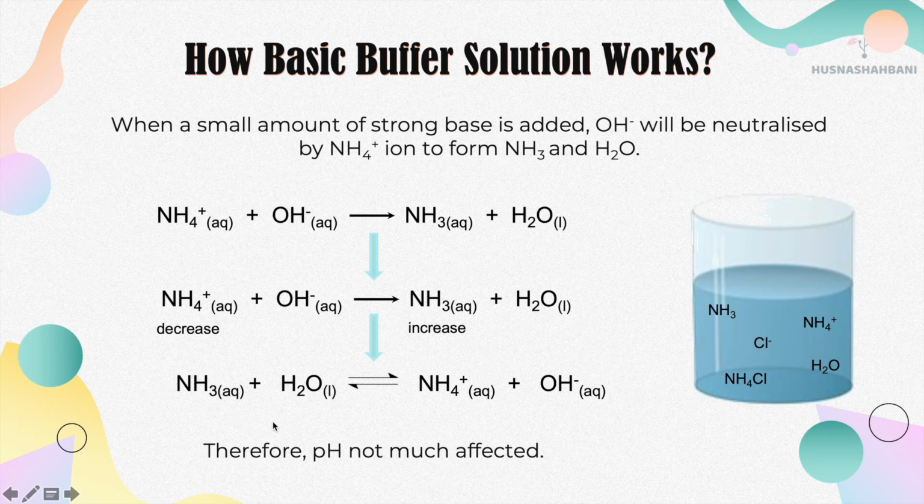This will make the pH not much affected, because this is how the increase of NH3 converts to become normal again, by dissociation of the weak base to become NH4 plus and OH minus again. So this concentration will be back to normal again, because initially it decreased and here it's increased. It will become normal again when you use that concentration to dissociate into NH4 plus and OH minus. Therefore, pH is not much affected.